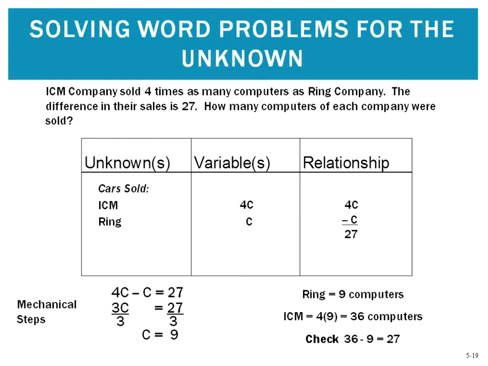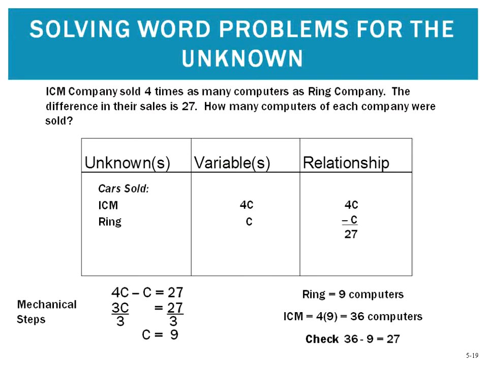Okay? But we know the relationship, the difference between their sales is 27. So 4C minus C is equal to 27. So whatever ICM sold minus whatever Ring Company sold is equal to 27. So now we just go ahead and solve like normal. Okay? Number 1, combine like unknowns. 4C minus C. Okay? That's equal to 3C. 3C equals 27. There's no parentheses and there's no more adding or subtracting. So what we're going to do is go straight to multiply and divide. 3C, which means you're times by 3. So this side you want to divide by 3, this side divide by 3.